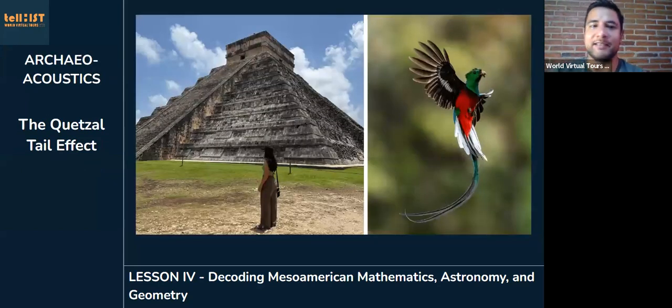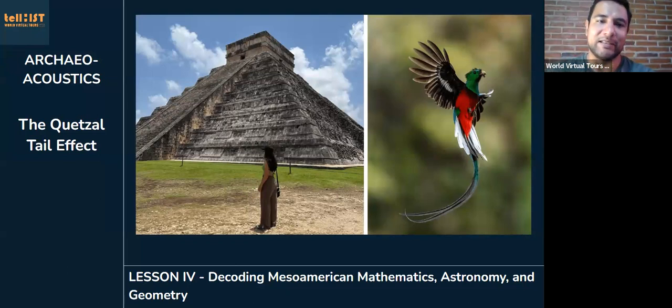So this quetzal tail effect not only works with claps, but the archaeologists, the researchers, have tried with different echoes, like for example, the voice or musical instruments. And yeah, they have found that in these places, all this rebound of sounds caused an effect of multiplying the sound, and making it more loud, more clear, or with different patterns of sounds in many cases.